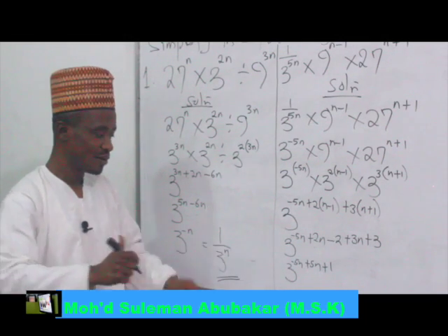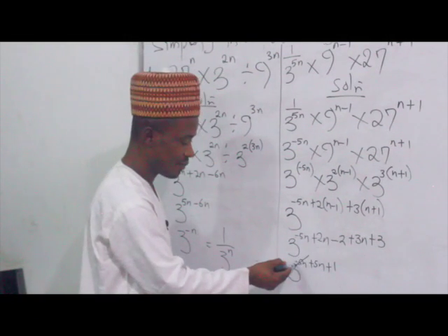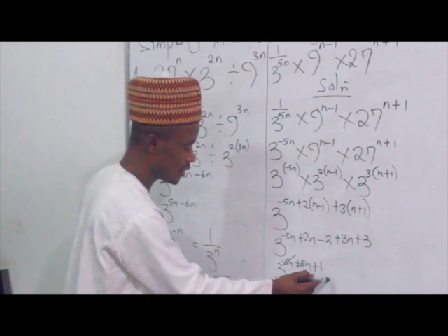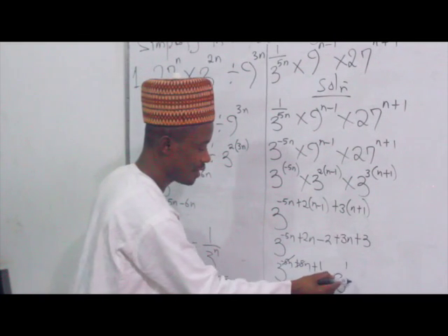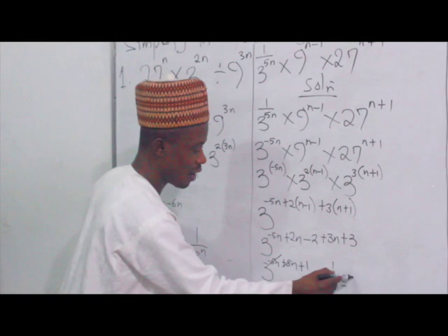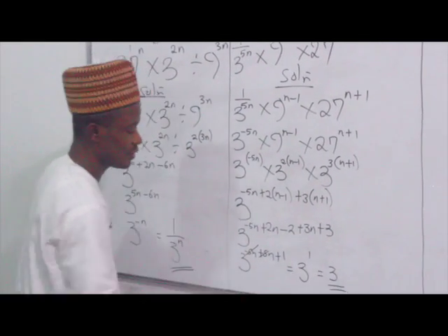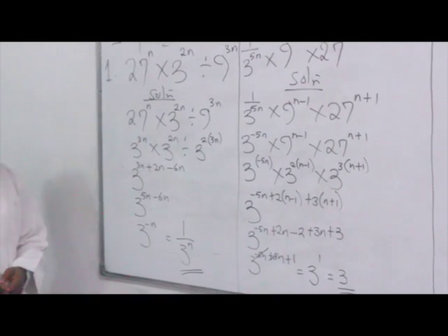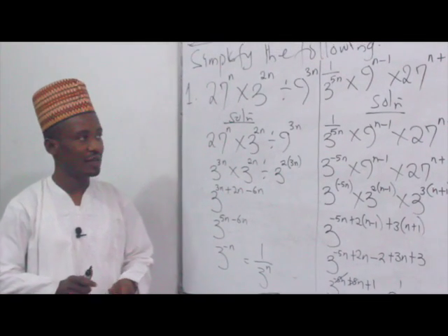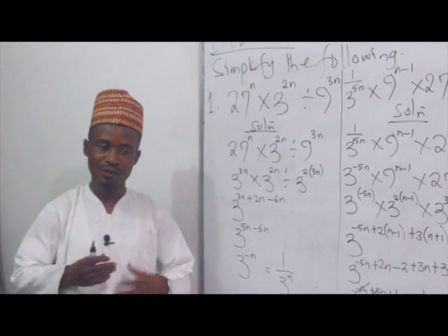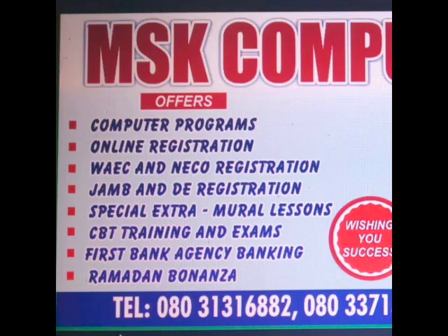is 0. So at the end of the day, you can easily say minus 5n cancels plus 5n, so the result is 3 raised to the power of 1, and whatever base raised to the power of 1 is simply the base. So in this case, the answer is 3. So now let's take the last example on indices.